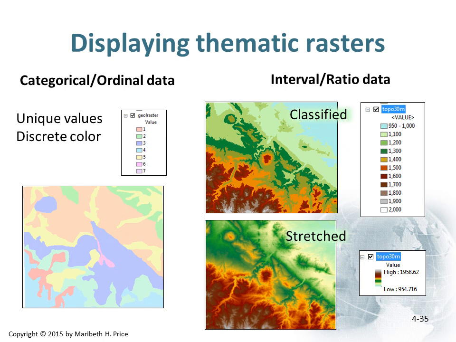We can display thematic rasters a lot of different ways. We can look at categorical or ordinal data using things like unique values and discrete colors, and interval and ratio data. Oftentimes we just simply classify those or stretch them. When we stretch them, we use a particular color ramp where we go from our low value to our high value and space the values out accordingly in between.